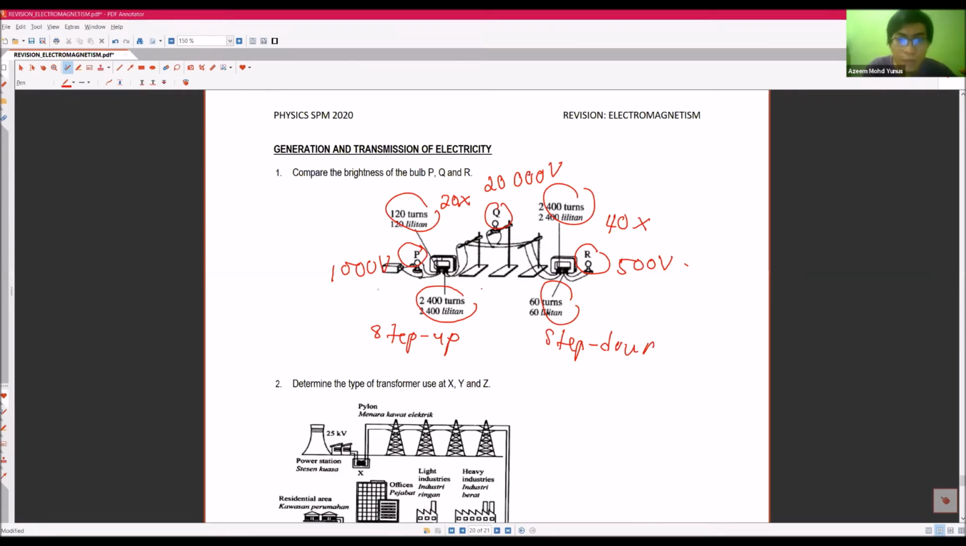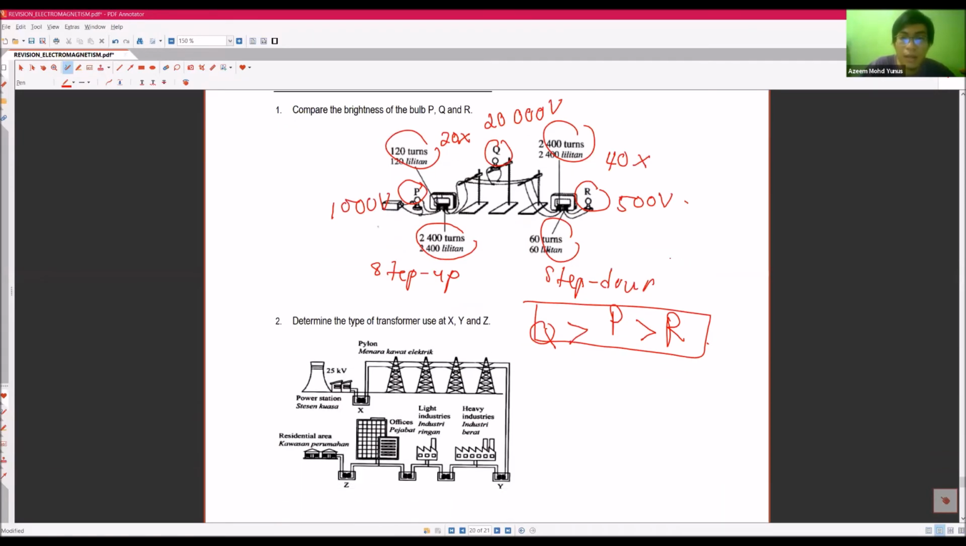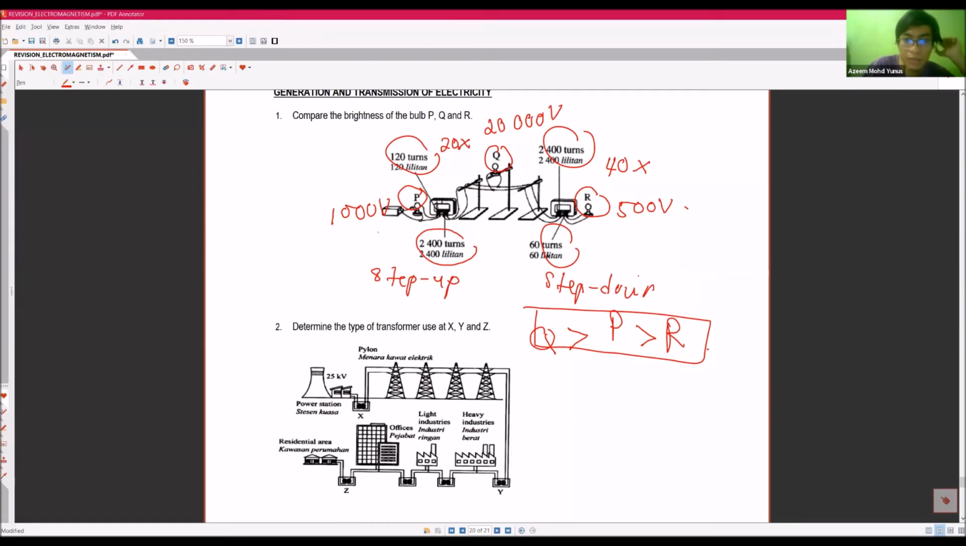It doesn't matter how many volts you want to put here. This is just a very simple value that we can calculate easily on the calculator to get even numbers, but you can use any numbers you want. Based on the voltage itself, we can see that Q is the brightest, followed by P, and then R is the dimmest. This is the decreasing order of brightness of the bulbs. So that is the use of transformers to increase or decrease the voltage.